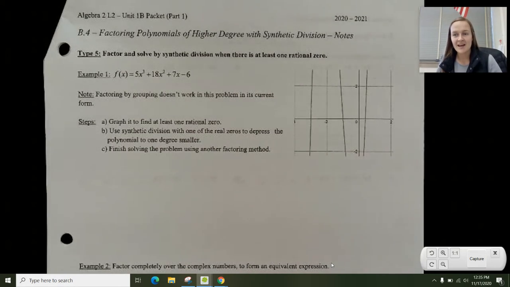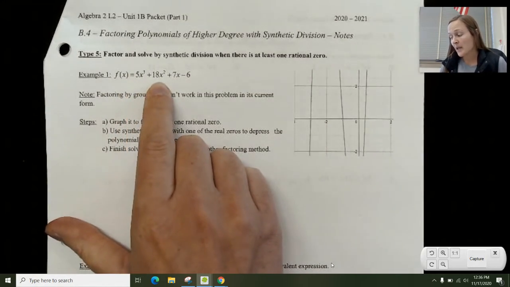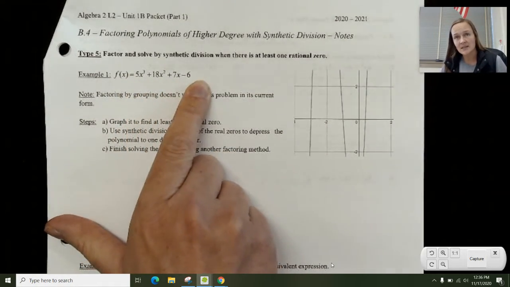Hi everyone, I am currently looking at page 15 in your 1B packet, part 1. So today we are going to be looking at type 5, which is factoring polynomials of higher degree with synthetic division. So think back to 1A, we learned synthetic division and we're going to be using it as a tool to factor today. So the example you see here is 5x cubed plus 18x squared plus 7x minus 6.